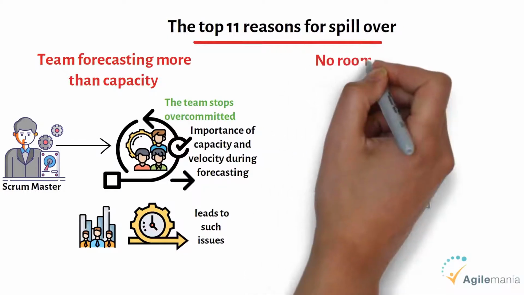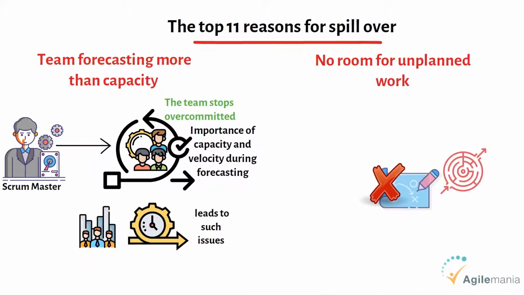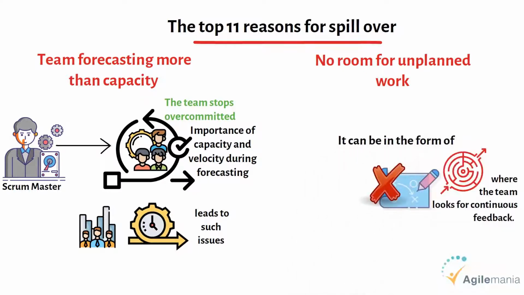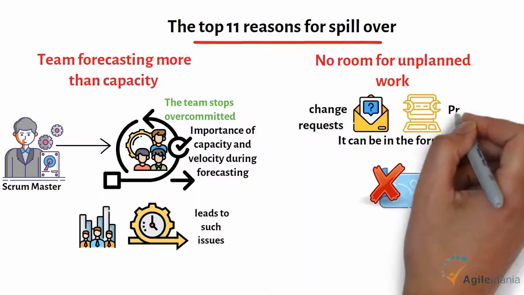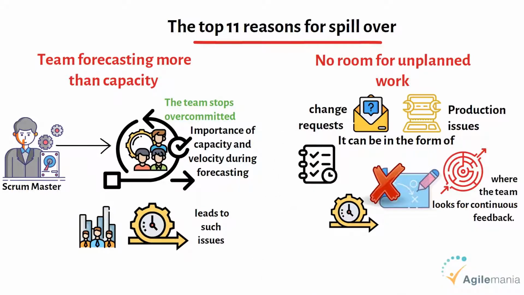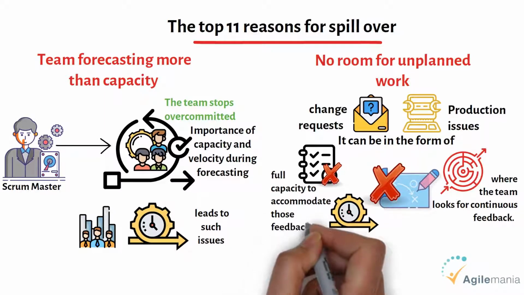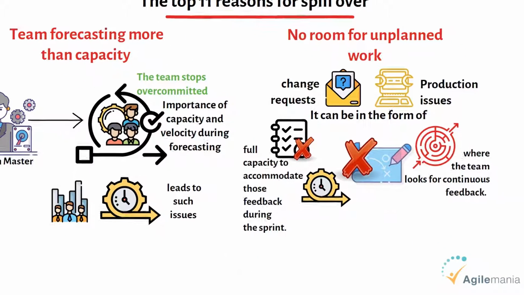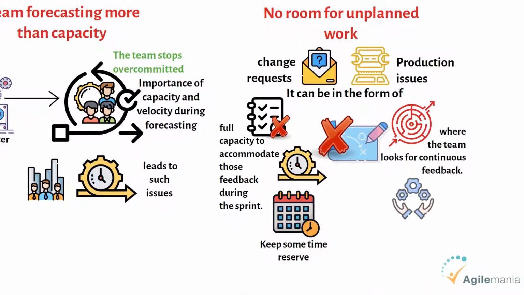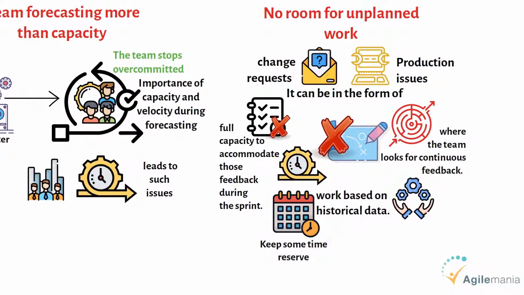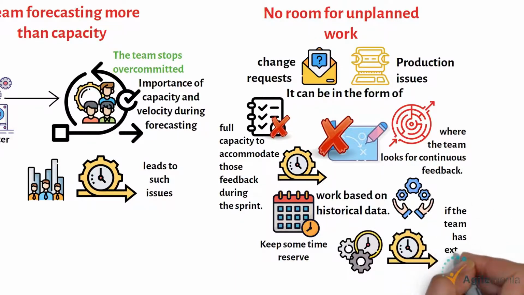Second, no room for unplanned work. It is expected in a complex domain where the team looks for continuous feedback. It can be in the form of change requests or production issues. It is advisable not to plan for your full capacity to accommodate that feedback during the sprint. Keep some time reserved for experiments and unplanned work based on historical data. A team can always pull more work within the sprint if the team has extra time.